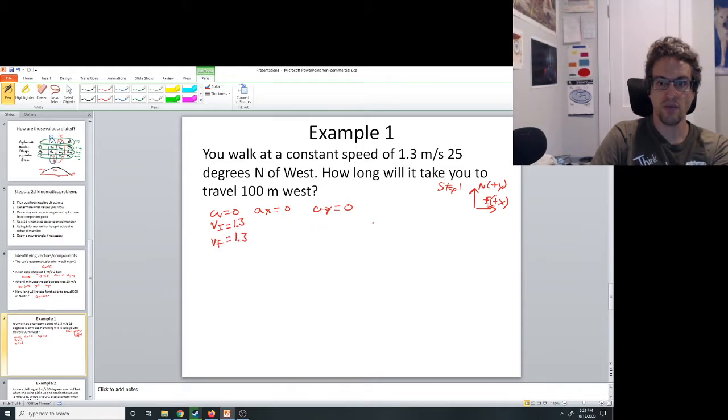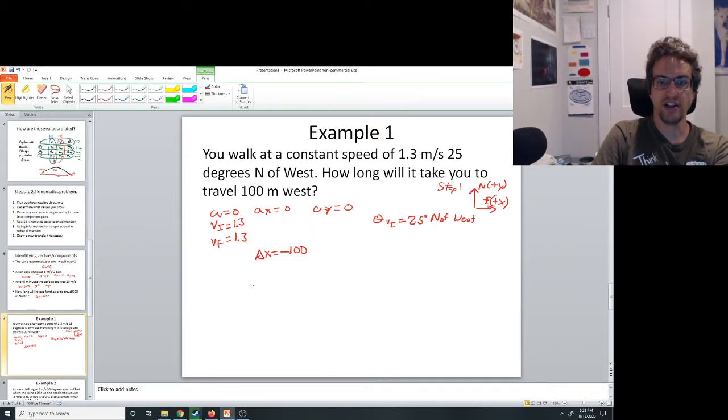All right. And we know theta for this, theta v initial, is 25 degrees north of west. Okay, what else do I know here? I know that change in x is going to be negative 100. Why is it negative? East is positive, so west is negative. All right, so I've got that.